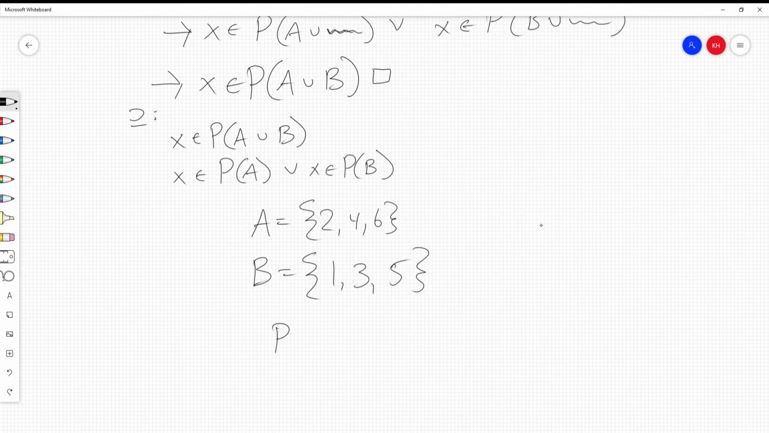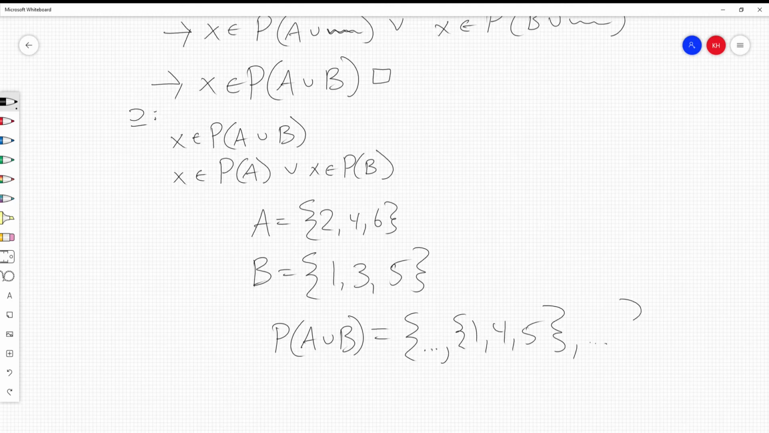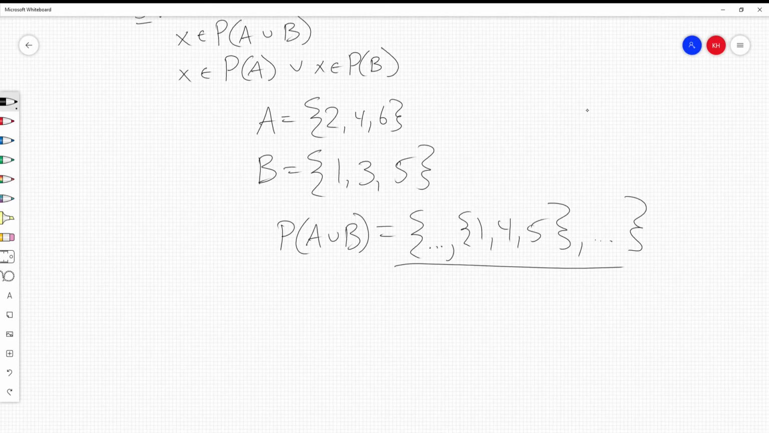The power set of A union B is going to have the element, dot dot dot, the set {1, 4, 5}, dot dot dot, because it'll have more. Neither A nor B has this set in its power set, because A doesn't have the element 1, and B doesn't have the elements 4 or 5. So by default, this set, which is in the power set of A union B, is not in the power set of A or the power set of B. So unfortunately, this is wrong.